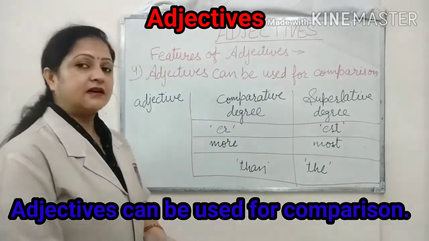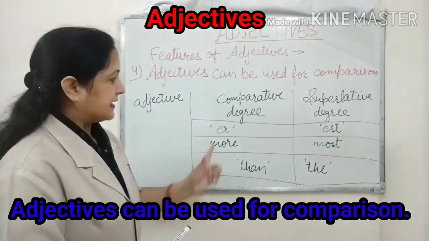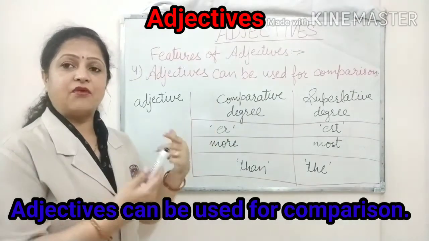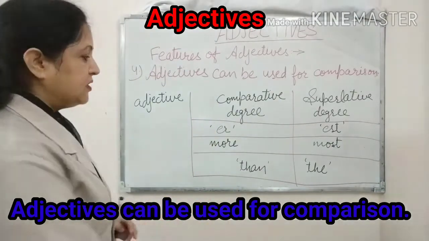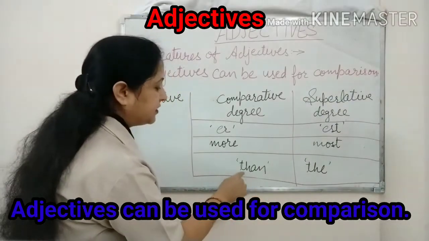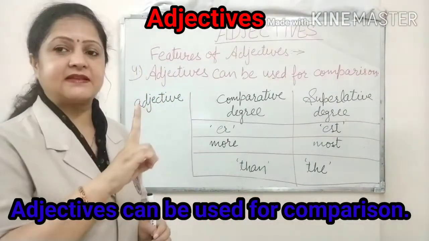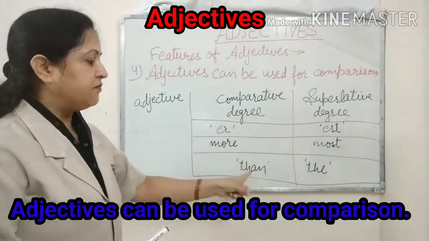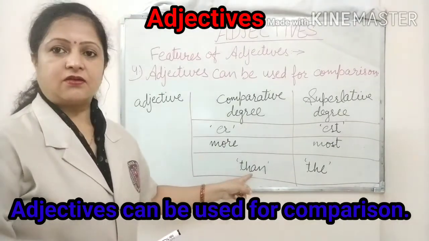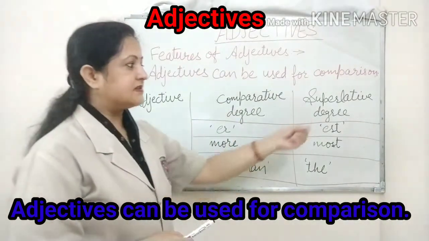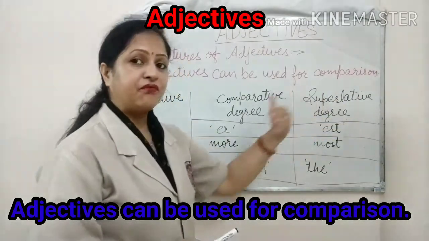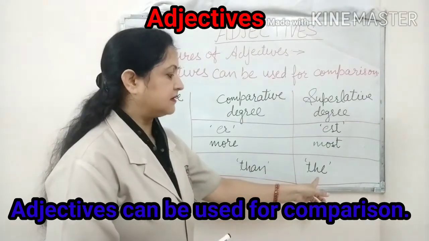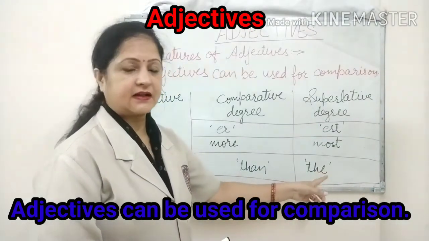Okay. Now the third rule is that whenever we make the comparison between two people, most of the time we use than. Often we use than to make the comparison: just after the comparative degree adjective, we write than. The same way in superlative degree, just before the superlative adjective we write the. Okay, we write the article the.